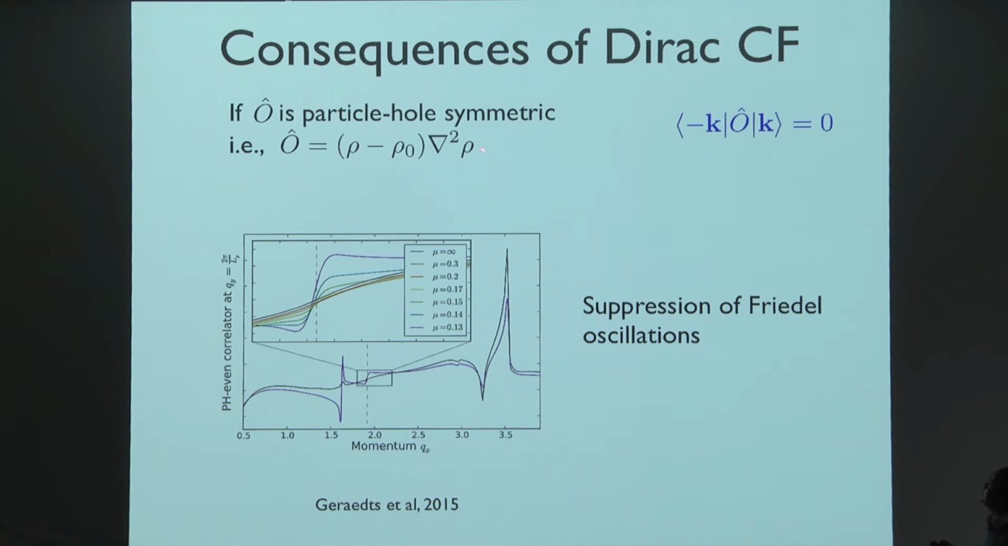You measure numerically the correlation function of this operator, and you should see no sign of Friedel oscillation if particle hole symmetry is exact. And that is what is seen. Different curves by these authors correspond to different degrees of breaking of particle hole symmetry. And you see that when particle hole symmetry is unbroken, the curve becomes flat. There is no sign of Friedel oscillation.